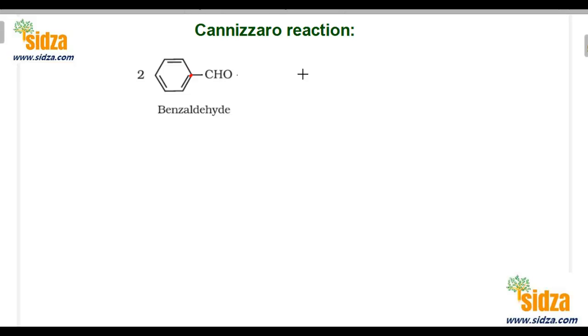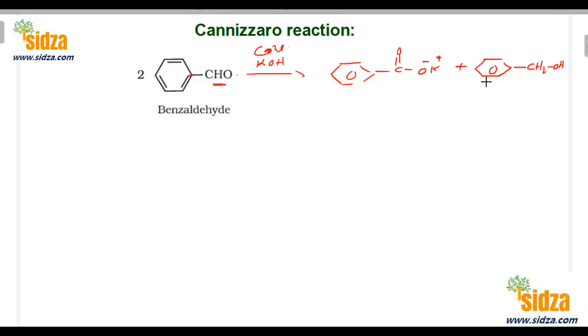So if you take a benzaldehyde molecule and you react it with the concentrated alkaline solution, let's say potassium hydroxide, okay, so what you will get, one of the aldehyde molecules will be oxidized. That means you get a salt of a carboxylic acid here, okay, this is C double bond O K positive, and another molecule will be converted into the alcohol, that will be reduced from aldehyde to the alcohol. So you get a benzene ring here, and that is attached with the CH2OH. Okay, so this is the alcohol that you get.